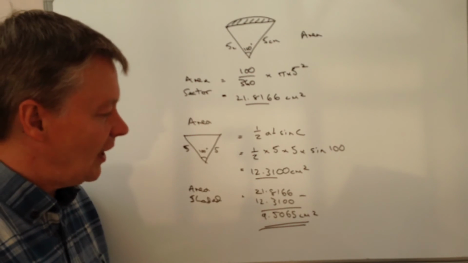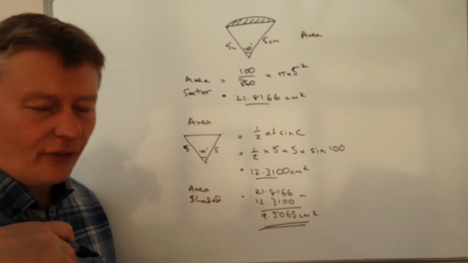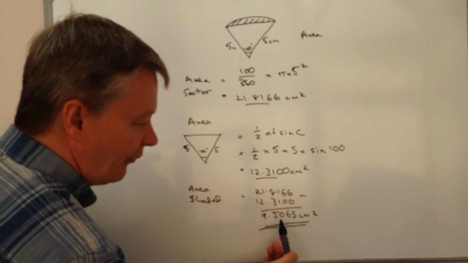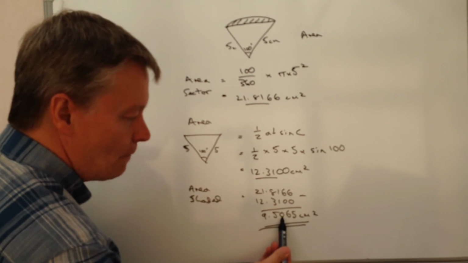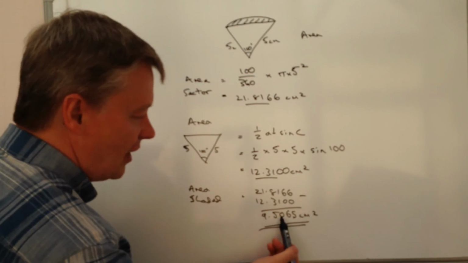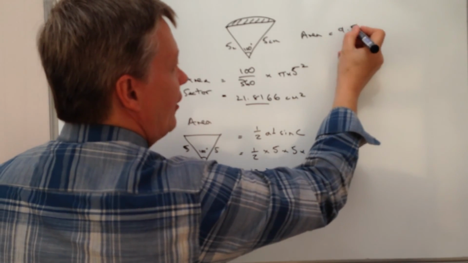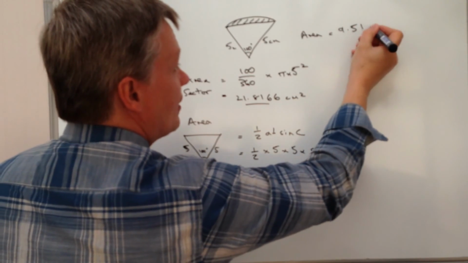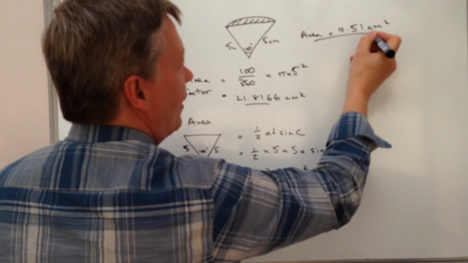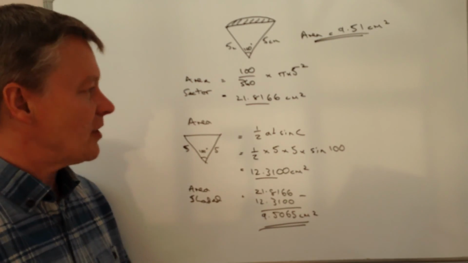Sometimes they'll ask you to calculate that, say, to 3 significant figures. Well, my third significant figure is 0. It needs to change because the next one after it is a 6, so I'm going to make that 9.51 centimeters squared, and that will answer my question. I hope that's okay for you.